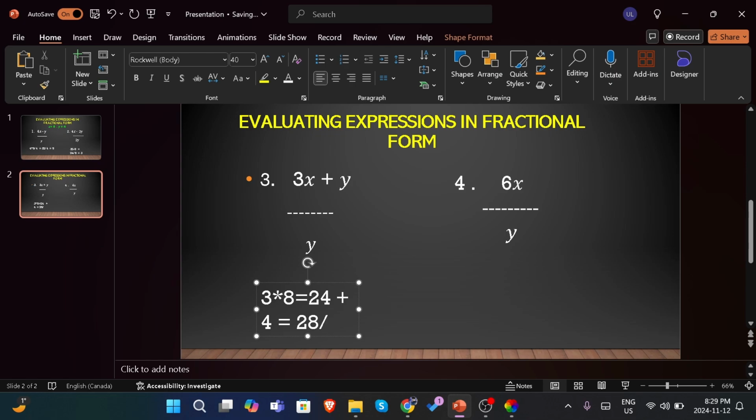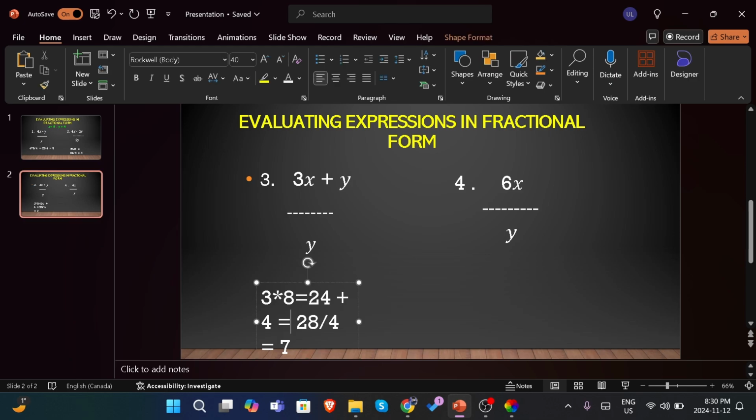Now let's do the division bar, or the slash bar, or the fractional bar. You can call it whatever you want, but I call it the division bar. And the y is actually 4. Then 28 divided by 4: 7 times 4 is 28, so 28 divided by 4 is equal to 7. And voila, this was the answer to 3x plus y over y.